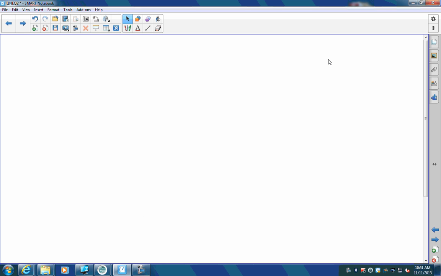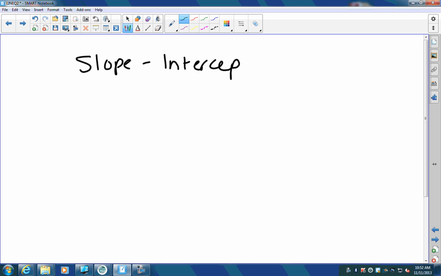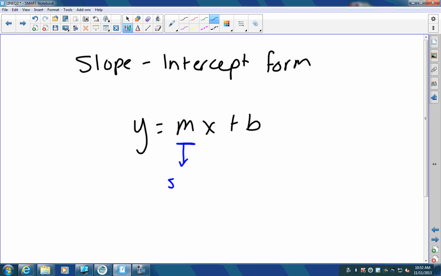All right, we've worked with a bunch of different formulas. One of them is slope-intercept form. So on the back, let's put this down. Slope-intercept form, which is y equals mx plus b. Remember that the m is the slope. The b is the y-intercept.